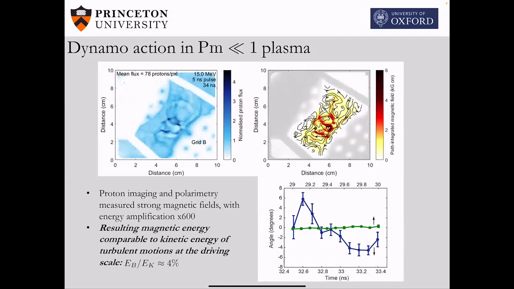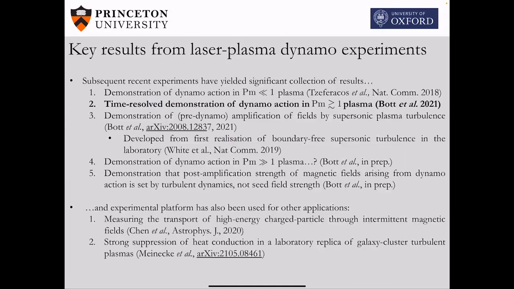The resulting magnetic energy of this 120 kilogauss field was comparable to the kinetic energy of the turbulent motions at the driving scale, around 4%. And so this was both the evidence of significant amplification and a finite value of this energy ratio, which gave cause to believe that a fluctuation dynamo is operating in this case. So that was the first experiment.